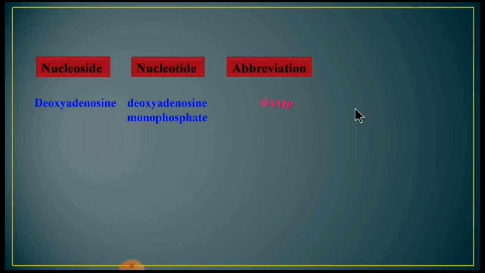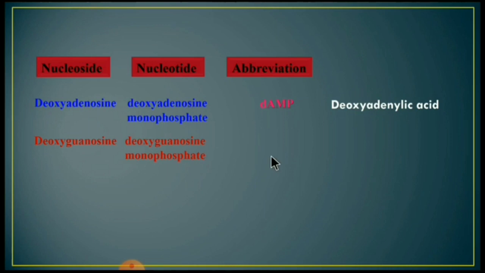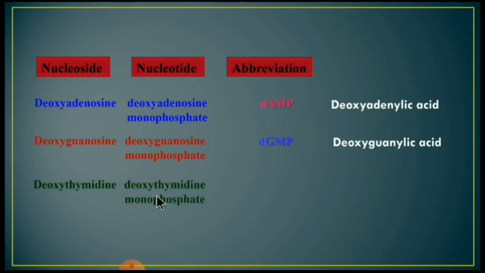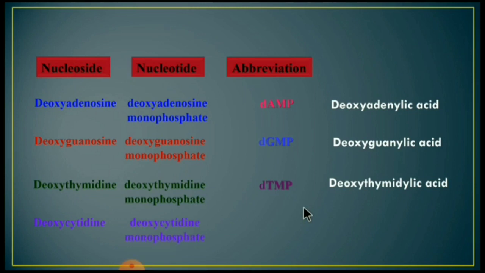Deoxyadenosine monophosphate or DAMP or deoxyadenylic acid; deoxyguanosine monophosphate or DGMP or deoxyguanylic acid; deoxythymidine, the nucleotide is deoxythymidine monophosphate, DTMP, and deoxythymidylic acid; deoxycytidine, the nucleotide is deoxycytidine monophosphate, DCMP or deoxycytidylic acid, not guanylic acid, it's cytidylic acid.